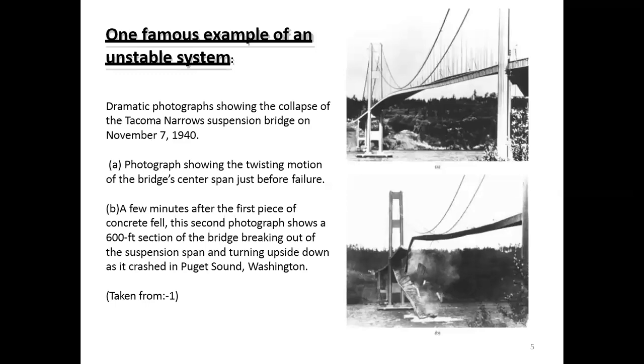Now one of the famous examples of an unstable system: see in the image, you can see the bridge. In the first image the bridge is there, in the second image you see the bridge is broken. This dramatic photograph shows the collapse of the Tacoma Narrows suspension bridge on November 7, 1940. Figure A shows a twisting motion of the bridge's center span just before the failure. It was twisting without being broken. After a few minutes, the first piece of concrete fell. This second photograph shows a 600 feet section of the bridge breaking out of the suspension span and turning upside down as it crashed. So this is an unstable system.